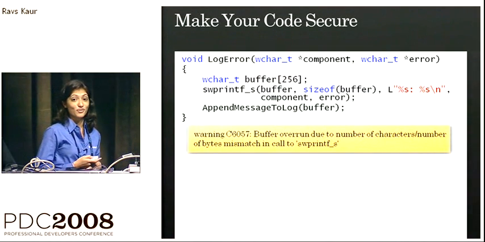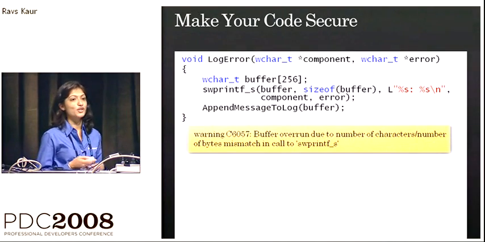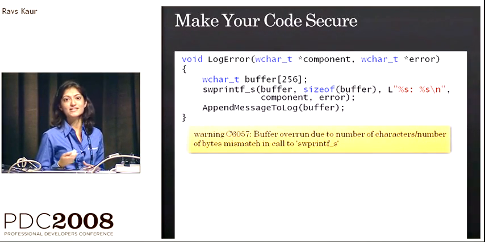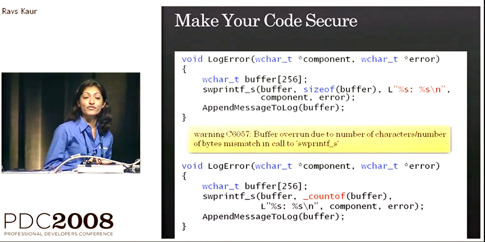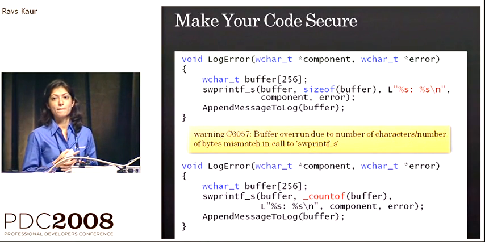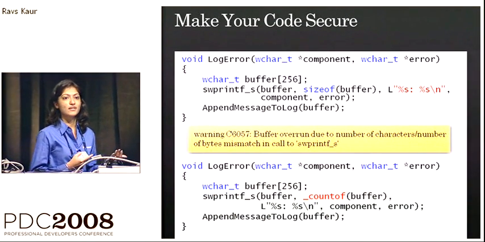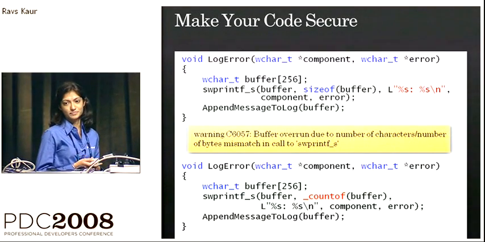Code analysis tells you that you have a buffer overrun. And you know what? In fact, you passed in the size of the buffer, but that was exactly the problem. swprintf expects the number of characters, the number of elements in your buffer, and not the size in bytes. Subtle mistake, easy to miss. Code analysis will help you catch that.